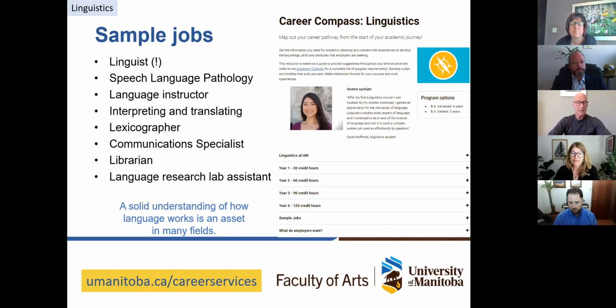Some as lexicographers, which are like dictionary makers, for example. People are communication specialists, librarians, pay a lot of attention to language. And also there may be language research lab assistant positions in linguistics, psychology sometimes, and other places as well. And I think that's about it.